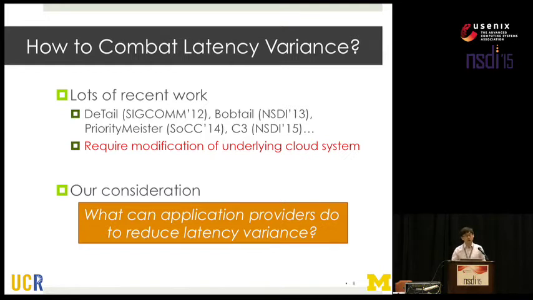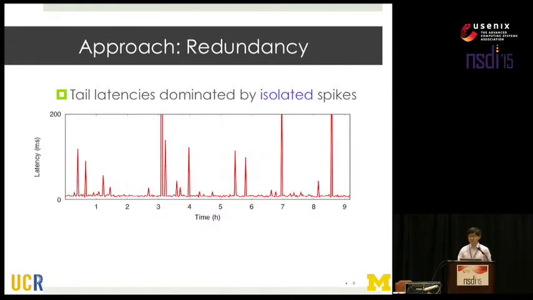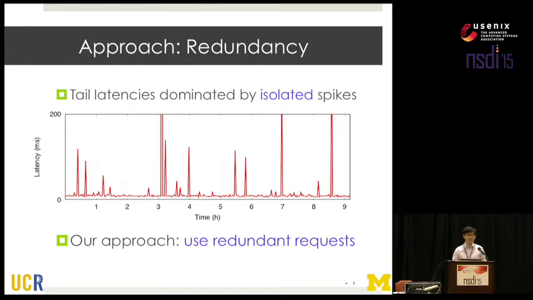So next, let me tell you how we do this. Our main observation from our measurements is that tail latencies are dominated by isolated latency spikes. So any approach that reacts after seeing latency spikes will not work very well. Therefore, our approach is to proactively augment storage requests with a set of redundant requests so that the earliest response can be considered. But how exactly can we use redundancy?